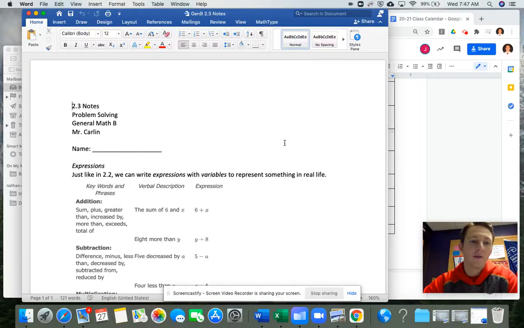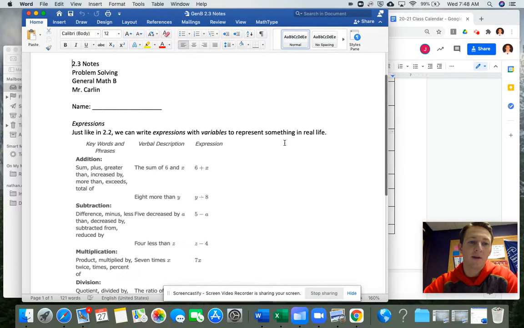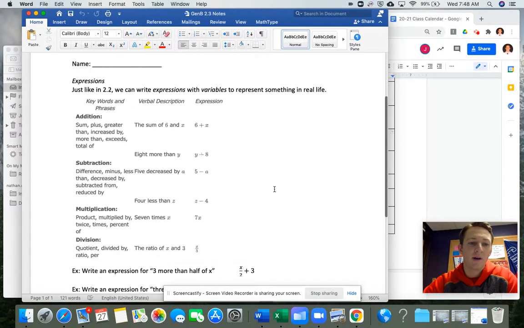All right, General Math 2.3 notes today. We're going to write expressions out of word problems. So just like in 2.2, we can write expressions with variables to represent something. And we got kind of a little key here.